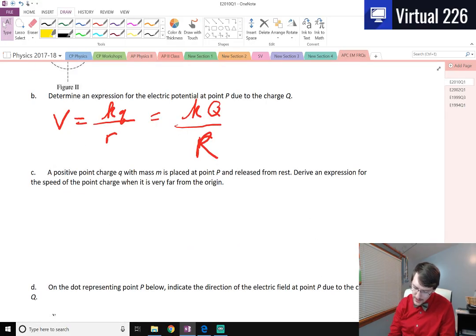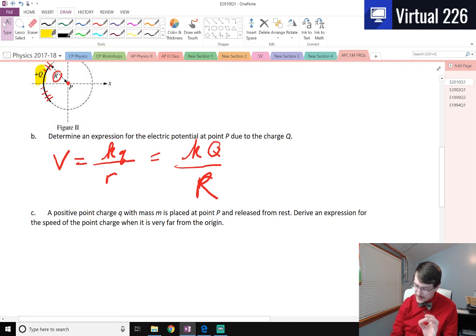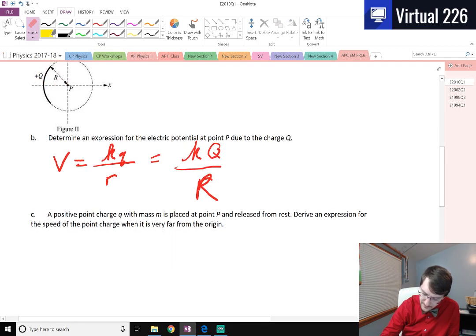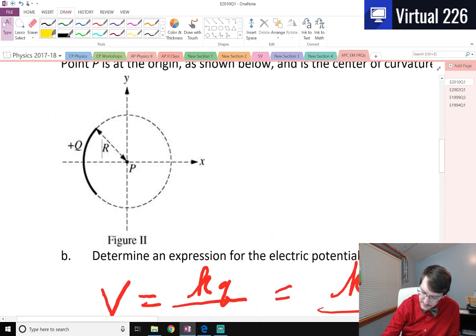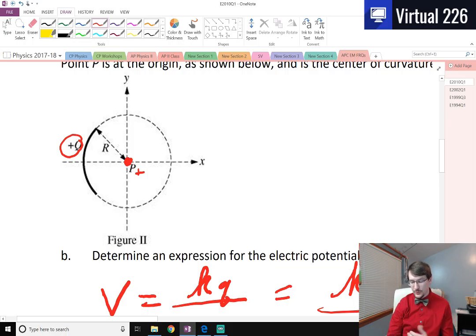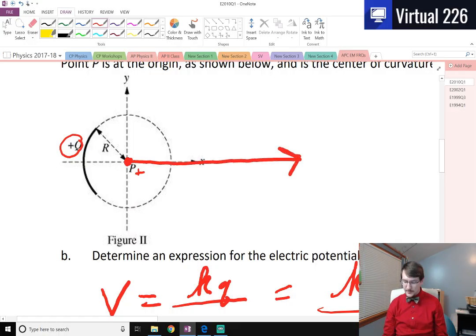For part C, we have a positive point charge Q with mass M placed at point P, and then it's released from rest. So we go back to our diagram. We take a positive charge, we put it right here. It's initially at rest, and then we let it go. And because this is a positive and this is a positive, this is going to jolt away. And if we look at a little bit of symmetry, like we'll do later on, we'll see that it's going to move along the x-axis.